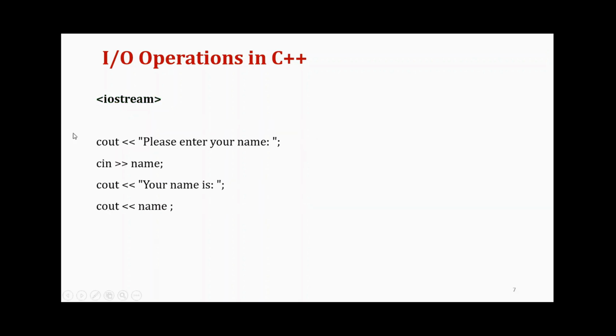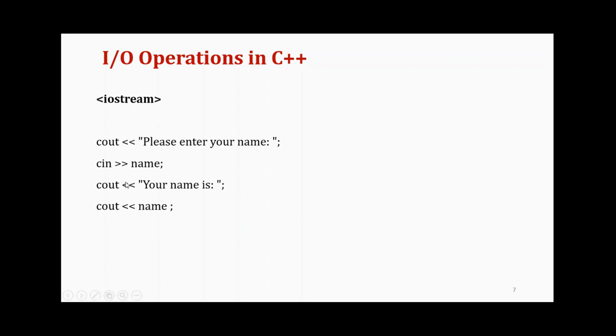Check out this cout. Cout is the object with the overloaded left shift operator, followed by a string of characters ending with a semicolon. This string of characters will be sent to the output stream, or to the display. Coming to this one, cin is the object with the overloaded right shift operator, used to read the value into this variable name. Name is actually a variable, so you have to declare it as a character or string.